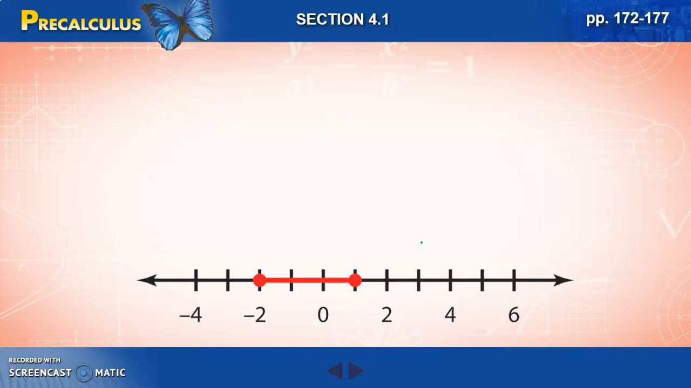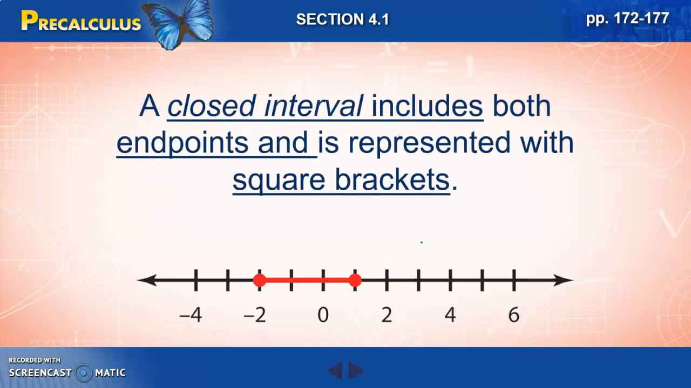All right, so here we have our x-axis, which most of you probably recognize more as a number line than the x-axis, but they are one and the same. And this is something that you have probably seen before, maybe in pre-algebra, algebra 1, algebra 2. But we have what's a closed interval here. And a closed interval includes both endpoints. It's represented with square brackets.